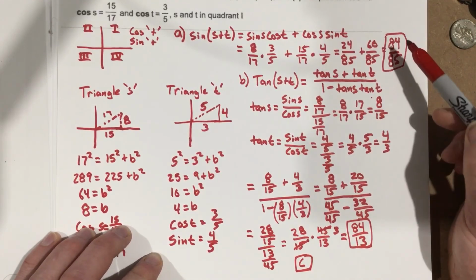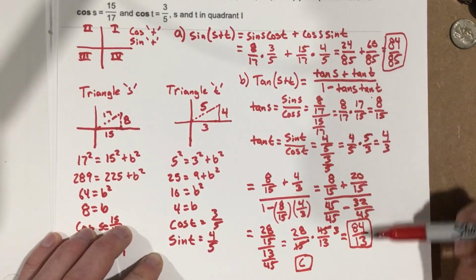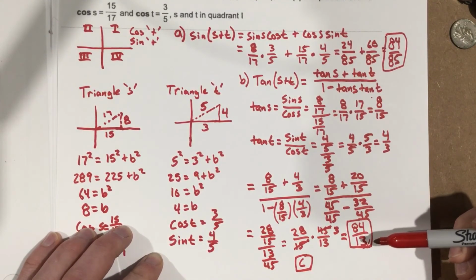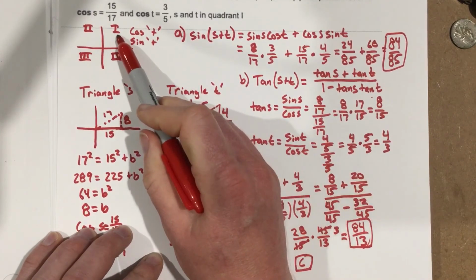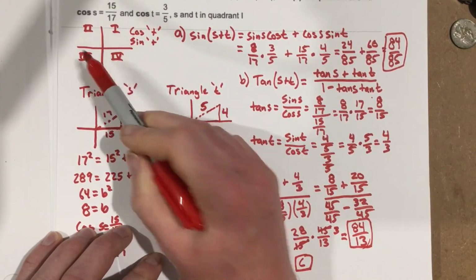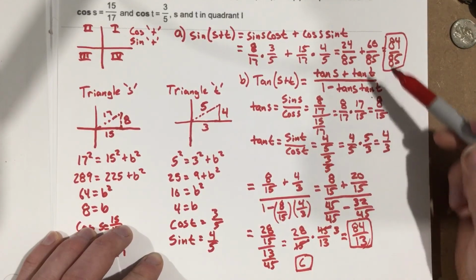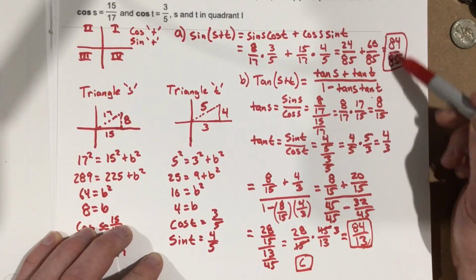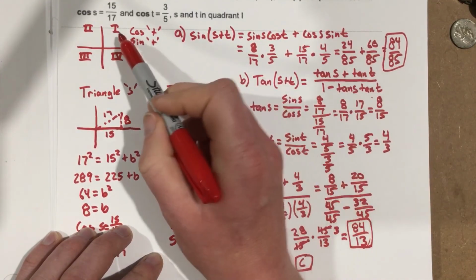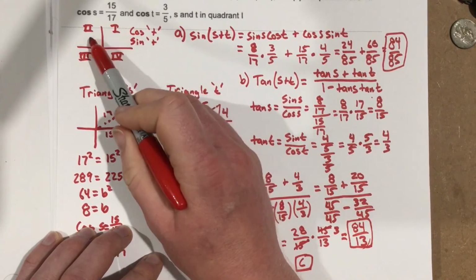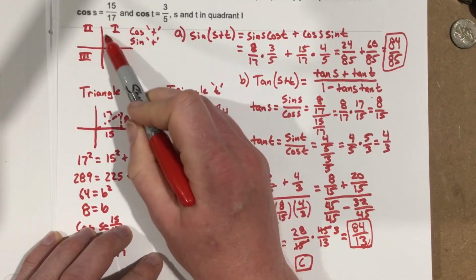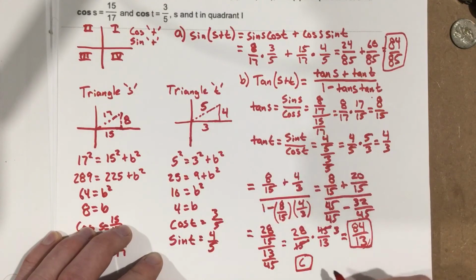Well, we know tangent is positive because we just found tangent being positive. Tangent being positive means we're either in quadrants 1 or 3. Well, we know that the sine was positive as well, and sine is only positive in 1 and 2. Well, they share a common one, which is quadrant 1, so we are in quadrant 1 still for s plus t.